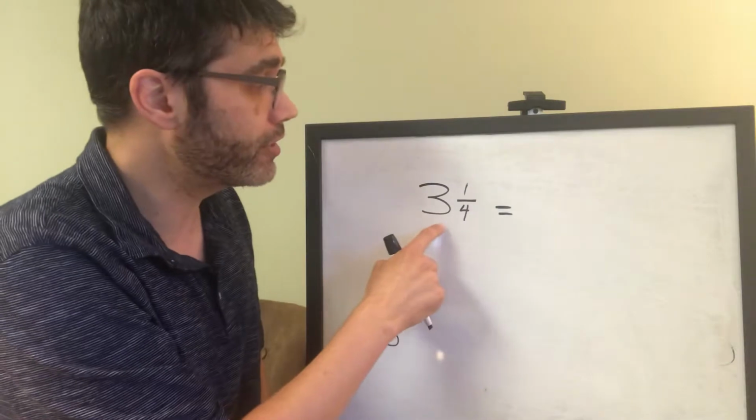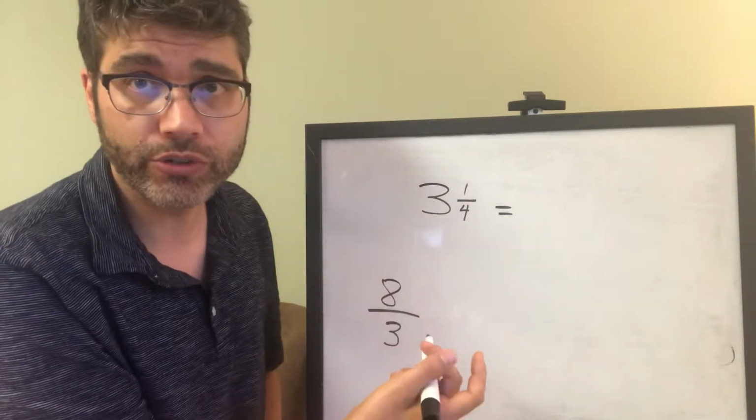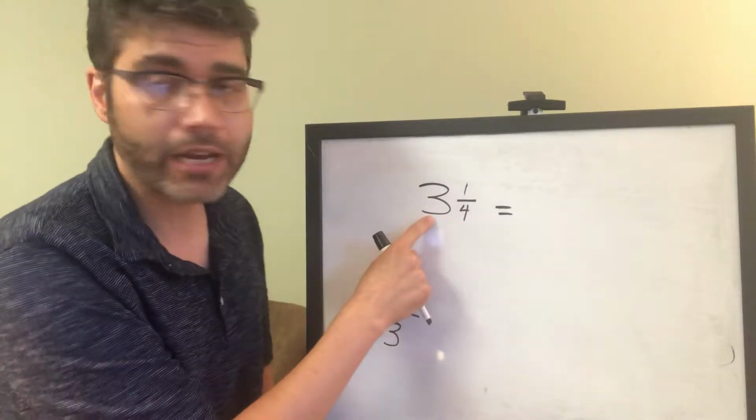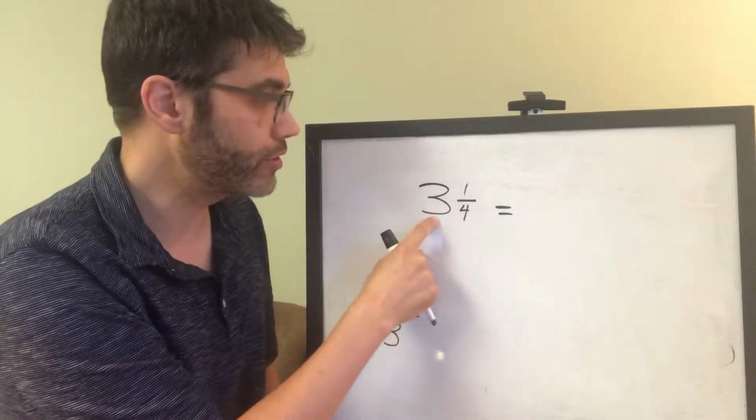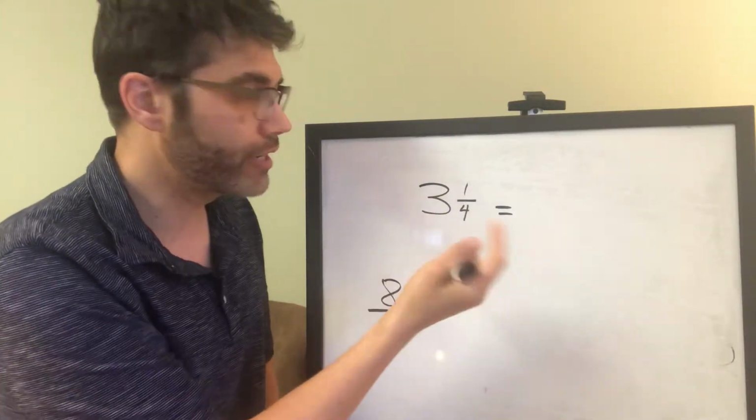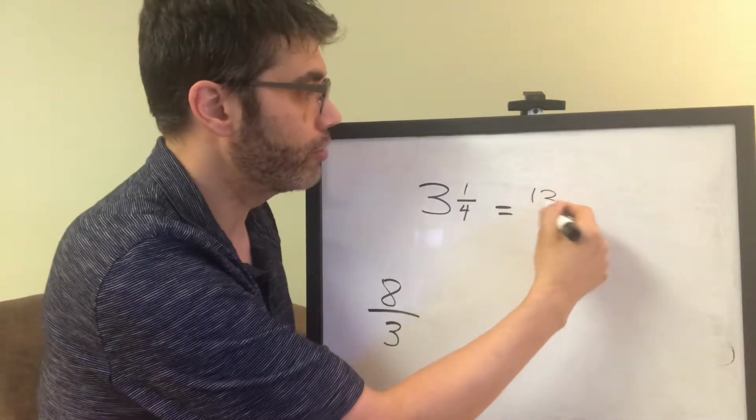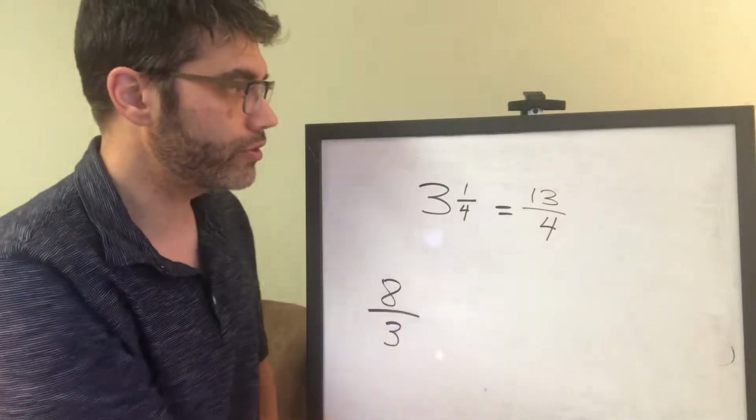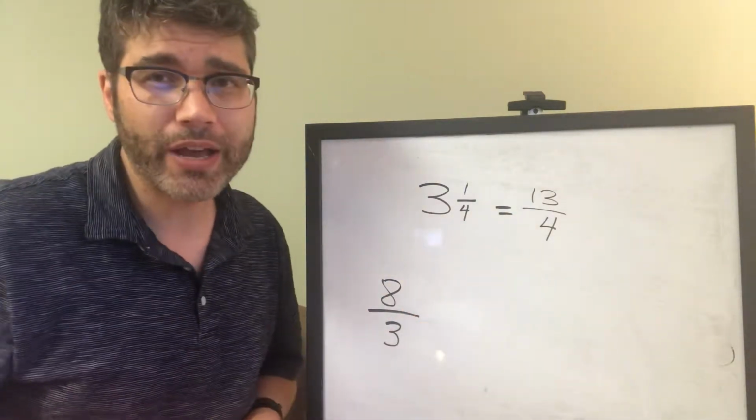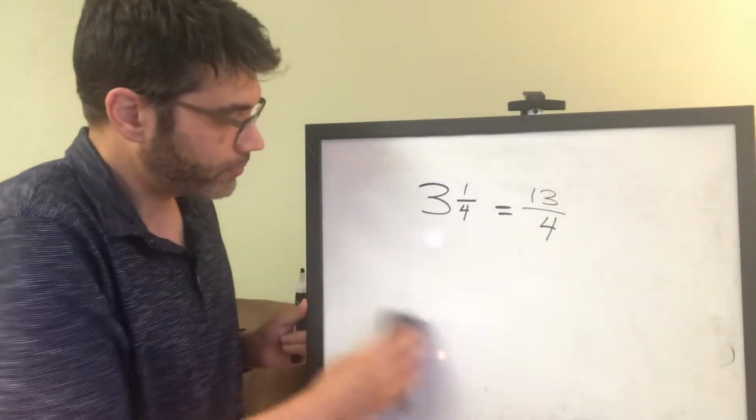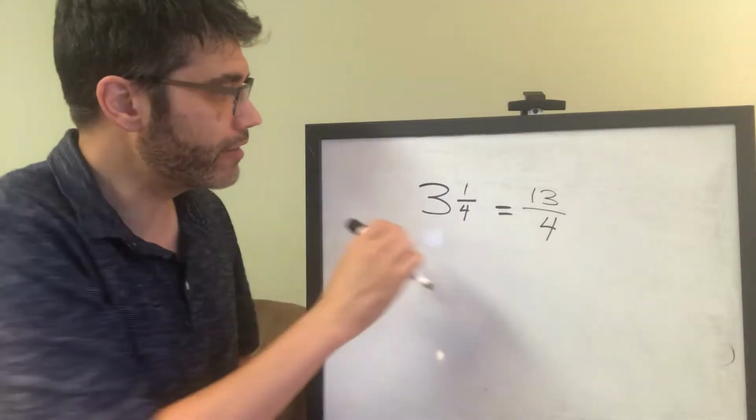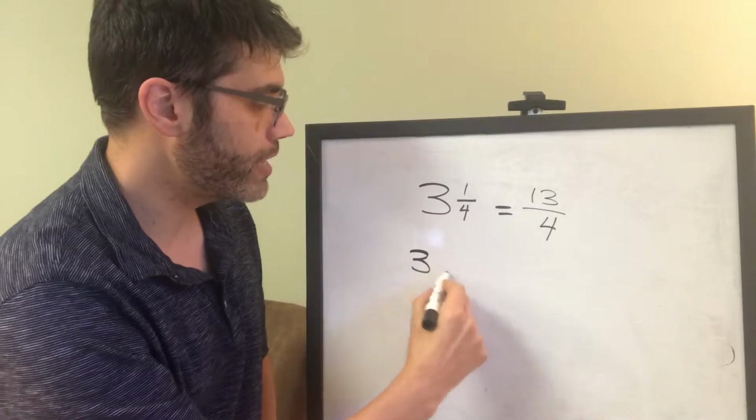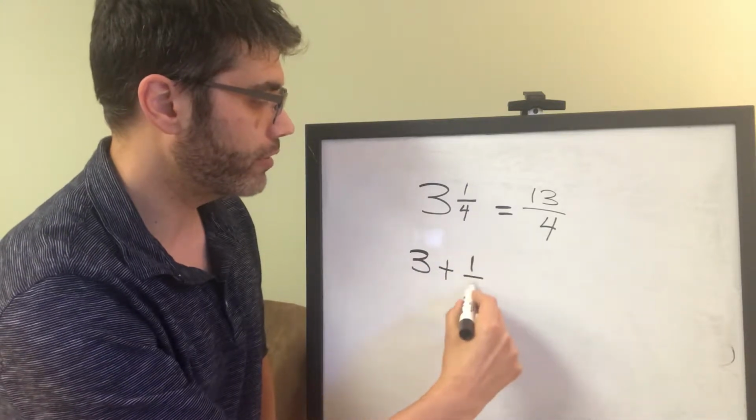So how would you convert 3 1/4 into its improper fraction? You take the denominator, multiply it times the whole number. So 4 times 3 is 12. Then you add the numerator, 1, to get 13, and then put it all over the original denominator. So 3 1/4 equals 13/4. The reason why that sort of trick works is because you could think of 3 1/4 as 3 plus 1/4.